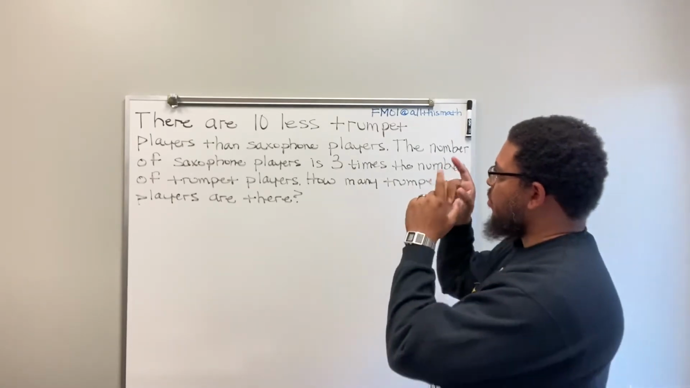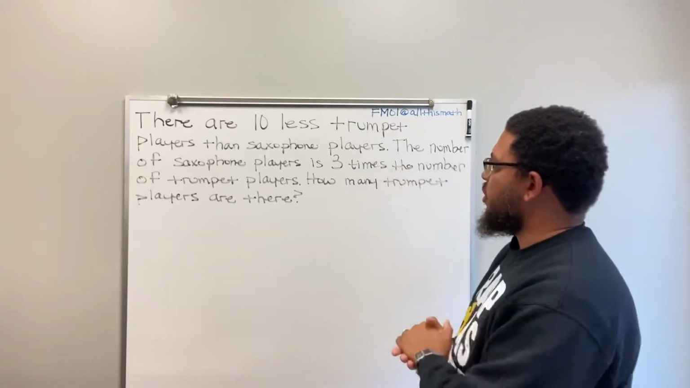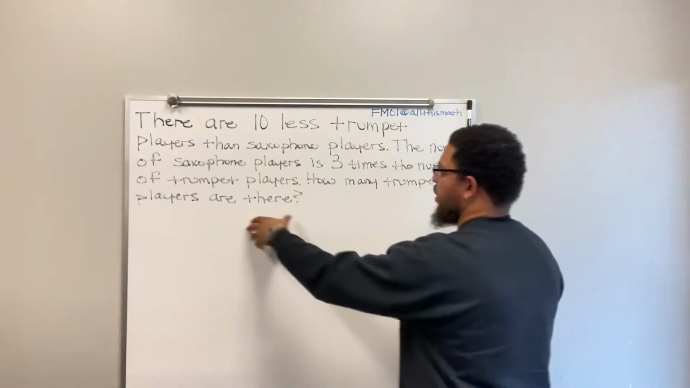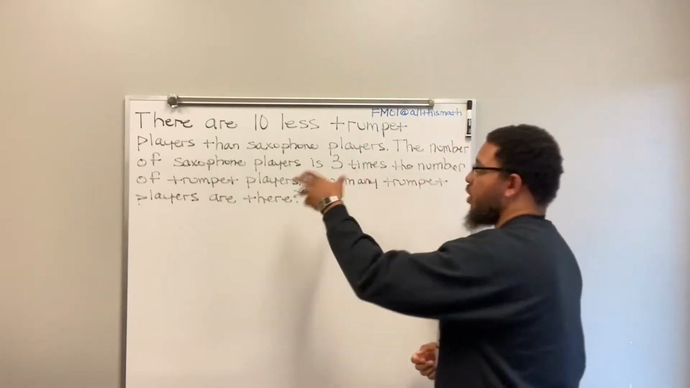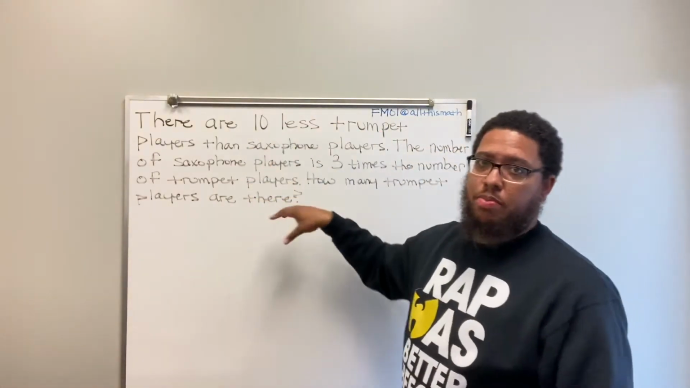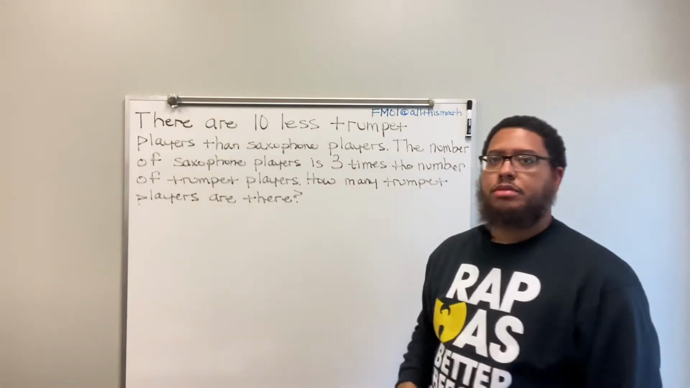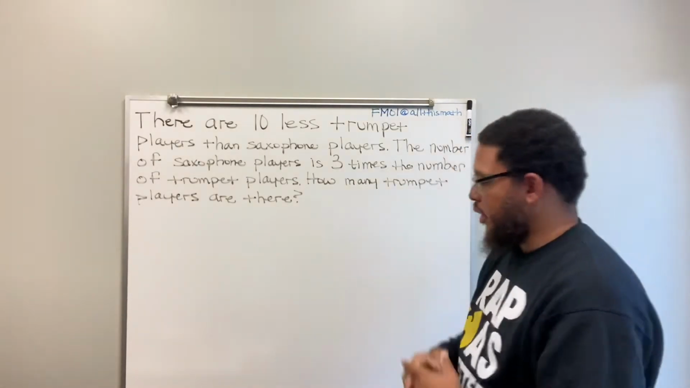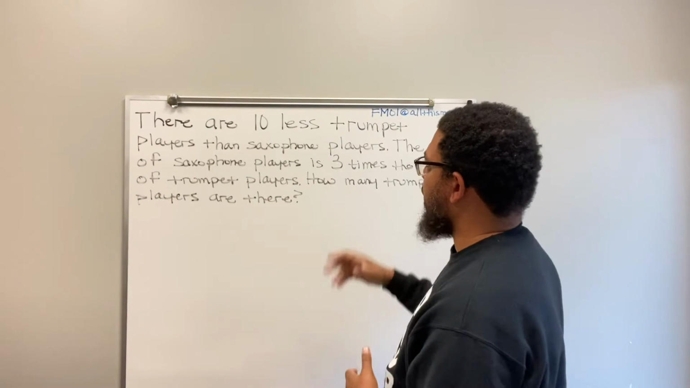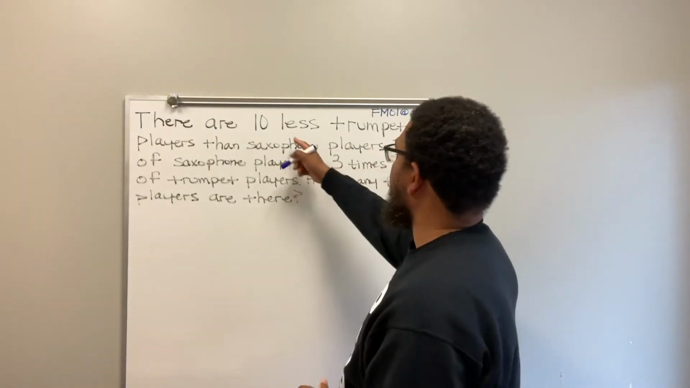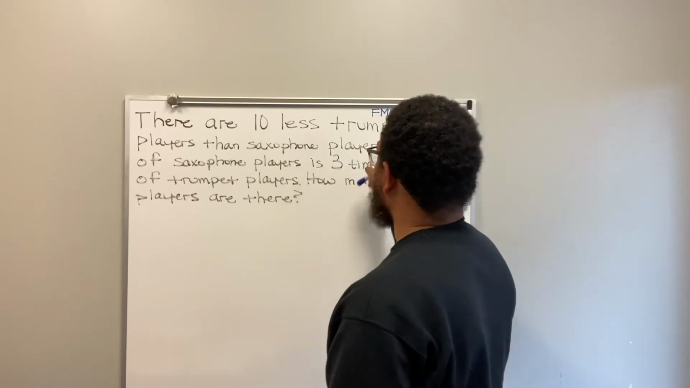But at any rate, with this particular problem, the first thing you want to do, after we understand our objective, is to find out how many trumpet players there are. We're going to translate this whole word problem, these 3 sentences, into one equation. We're going to condense it all into one equation. The first thing we want to do is pull out important information. So we know that there are 10 less trumpet players than saxophone players.